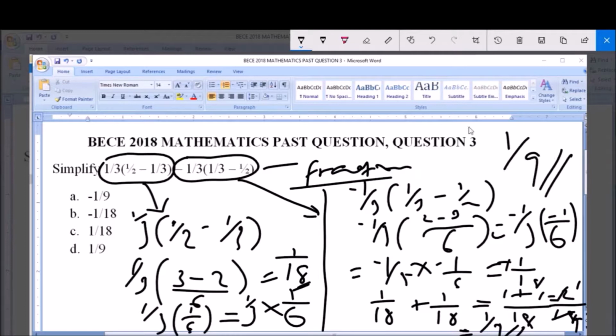It's our final answer. Now let's check the options. Which of these corresponds to our answer? A says minus 1 over 9, which is wrong. B says minus 1 over 18, it is wrong. C says 1 over 18, it is wrong. And D says 1 over 9, which is correct. So our correct answer is D, 1 over 9.